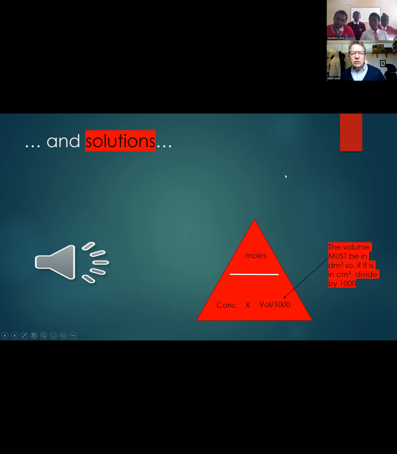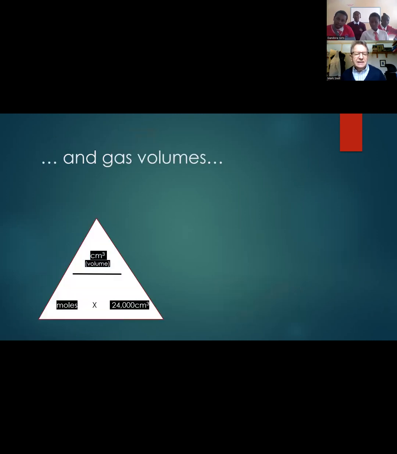Okay. The last one, because we're going to be using them in just a minute, is the one for gases, and it looks like this. Normally gases, we have it in cubic centimeters, but sometimes it's cubic decimeters. So moles is down at the bottom again. Cubic centimeters, the volume, is up at the top. And a number which you don't have to remember, which at room temperature is 24,000, but at STP is 22,400. You do not need to remember it. They will tell you this in any test.